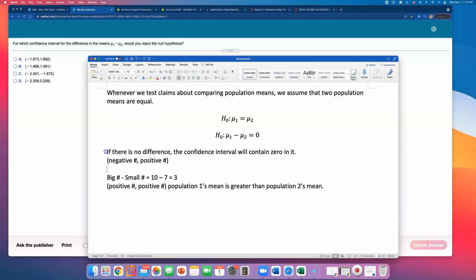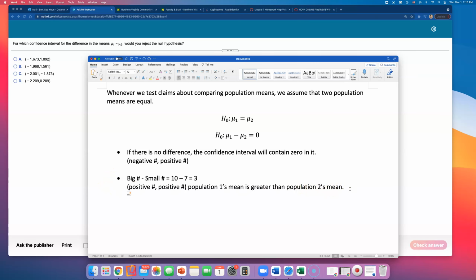Let's think about the third case. I'm going to try to make these into bullets. See, in the synchronous class, I get to really talk about these with my students. But for Nuva Online students, these are the big ideas that you read about in section, I believe, 8.1 and 2.